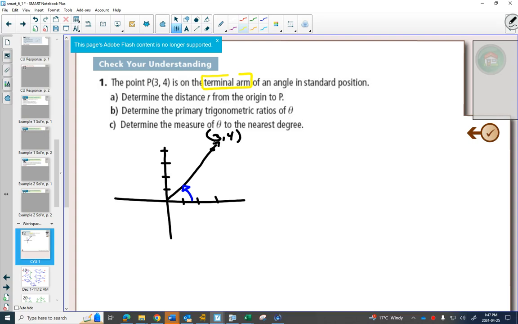If you wanted to find out how long this side is, I'm going to draw a triangle. Straight down, straight across, makes a nice right angle. Can you see from this triangle, it's pretty easy to see this side is 3. And this side, 1, 2, 3, 4. This side is 4.